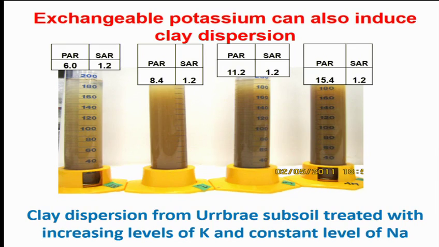In fact, in France, over 30 years of application of potassium fertilizer has increased the clay dispersibility and decreased the aggregate stability. Now, this slide shows that keeping sodium constant, that is SAR at 1.2 in all tubes, but increasing the potassium adsorption ratio from 6 to 8.4, 11, and 15, we can see the increase in clay dispersion. So we identified that potassium can also affect soil structure by means of clay dispersion.